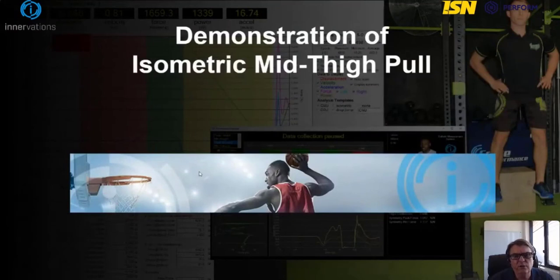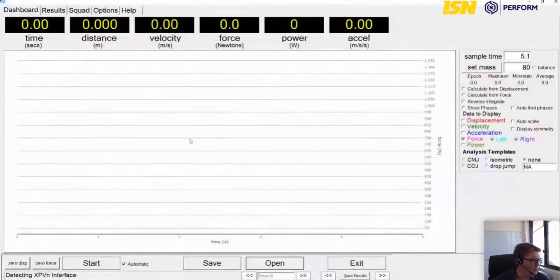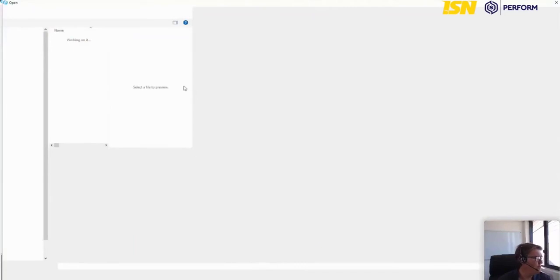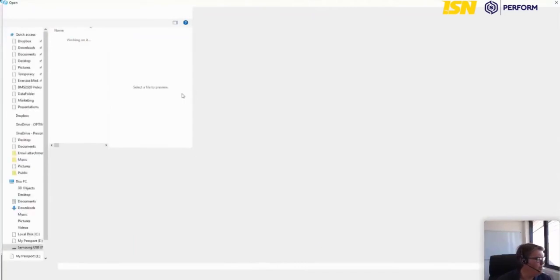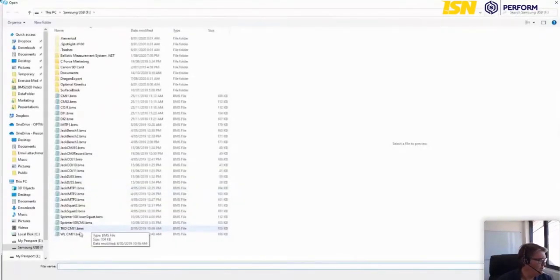So we'll just have a look at an isometric mid-thigh pull. I won't do one for you as a demonstration because I'm in my home office. But what we will do is have a look at the analysis of an isometric mid-thigh pull. We've got some data here previously collected, just so I can show you some of the measures from this. Isometric mid-thigh pull is here.